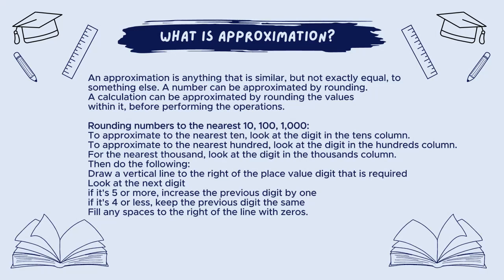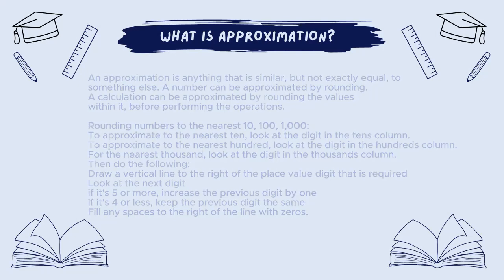Rounding numbers to the nearest 10, 100 and 1000. To approximate to the nearest 10, look at the digit in the tens column. To approximate to the nearest 100, look at the digit in the hundreds column. And for the nearest 1000, look at the digit in the thousands column. Then do the following. Draw a vertical line to the right of the place value digit that is required. Look at the next digit. If it's 5 or more, increase the previous digit by 1. If it's 4 or less, keep the previous digit the same. Finally, fill any spaces to the right of the line with zeros.